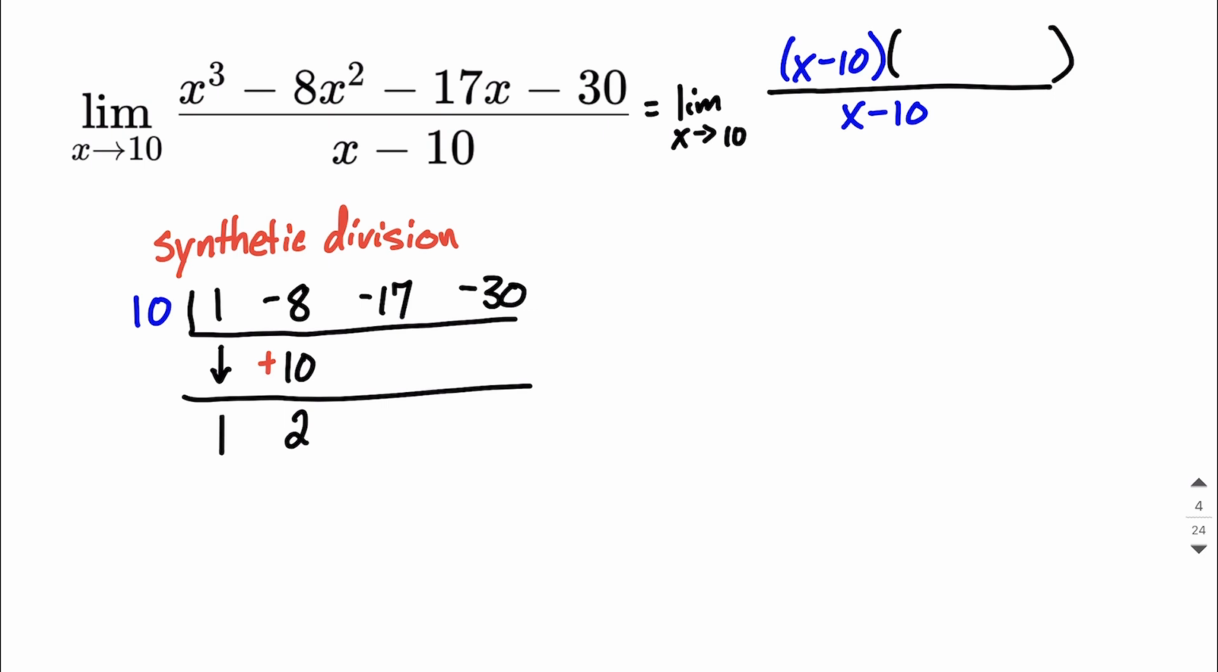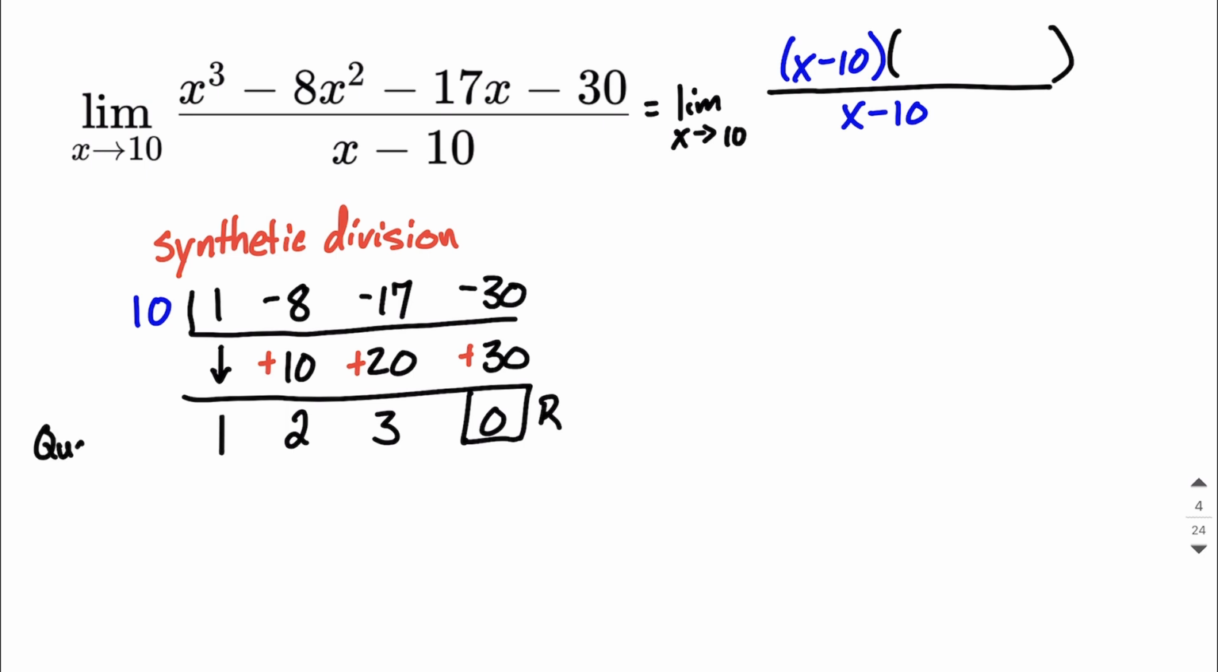We're back to multiplying. So 10 times 2 makes positive 20. Next, we add again. So negative 17 plus 20 is going to make positive 3. Back to multiplying. 10 times 3 makes positive 30. Finally, as we add these together, we're going to get 0 at the end. That's actually what we're looking for, to always get 0 at the end. If we don't, then something's gone wrong along the way. That's because the 0 at the end is going to be the remainder for our division.